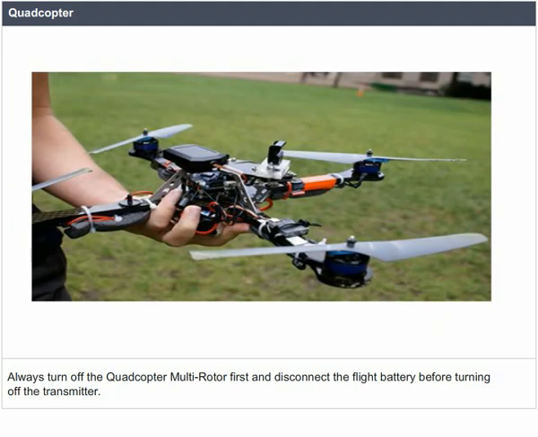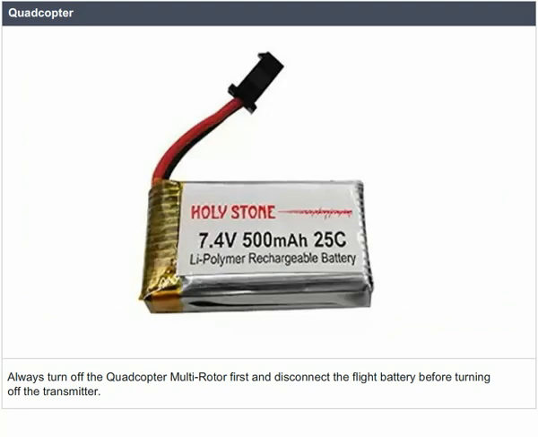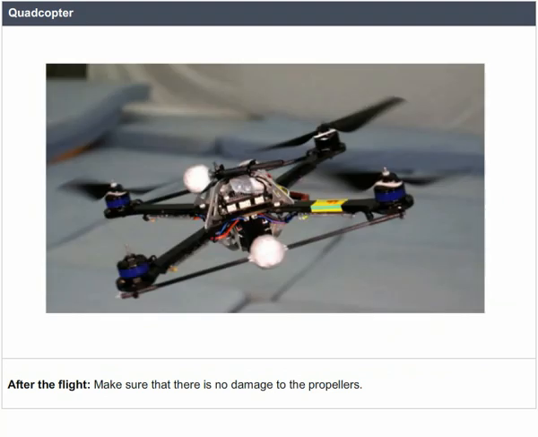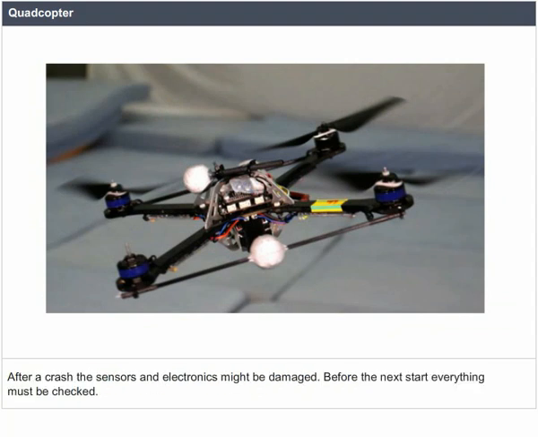Always turn off the quadcopter multirotor first and disconnect the flight battery before turning off the transmitter. After the flight, make sure that there is no damage of the propellers. See the handling and safety precautions of LiPos. After a crash, the sensors and electronics might be damaged. Before the next start, everything must be checked.